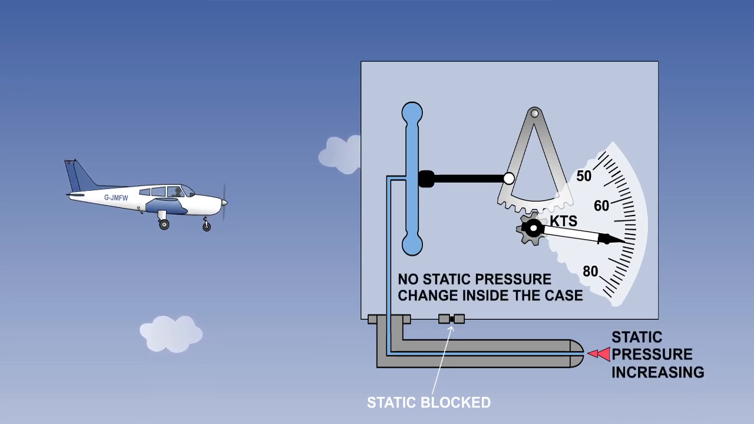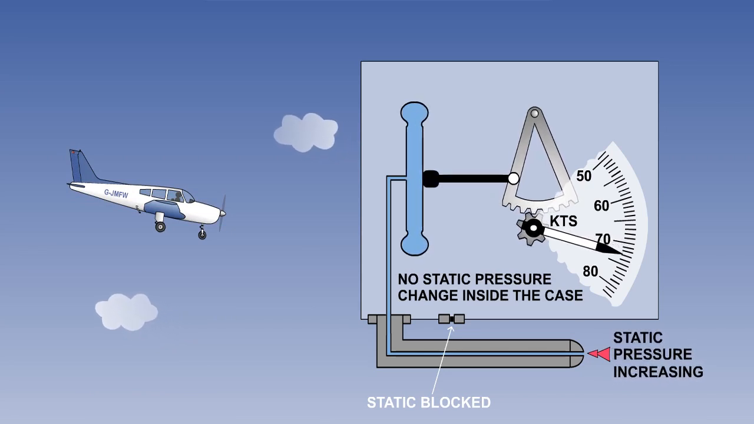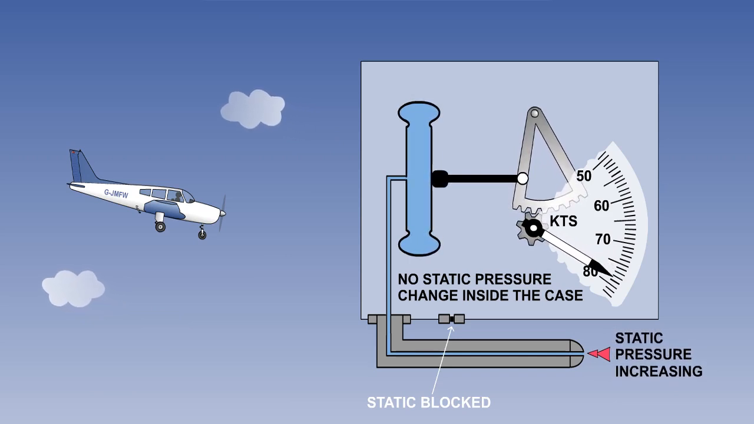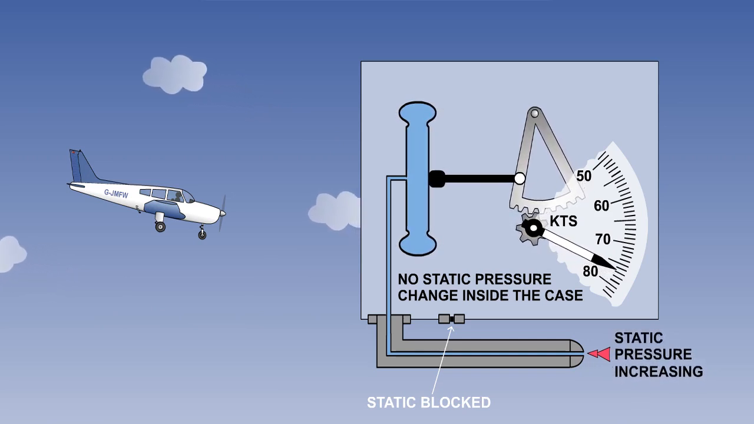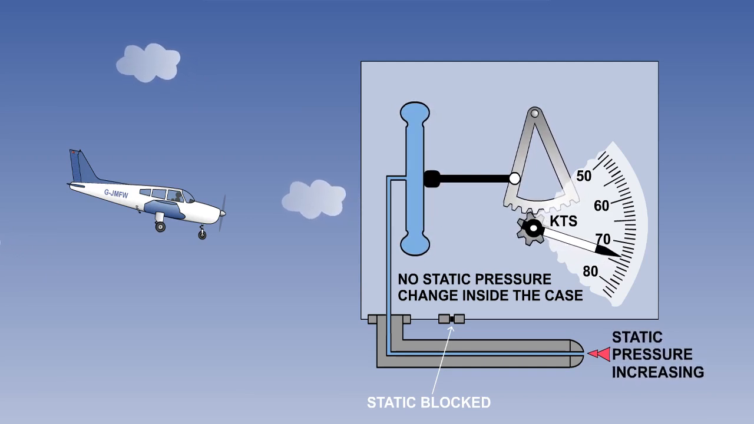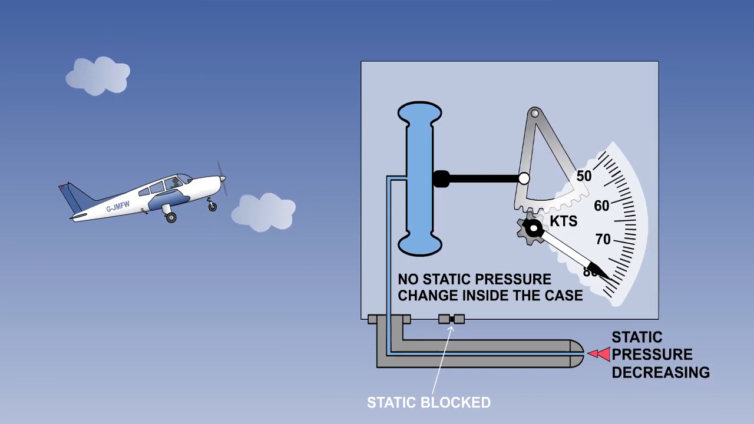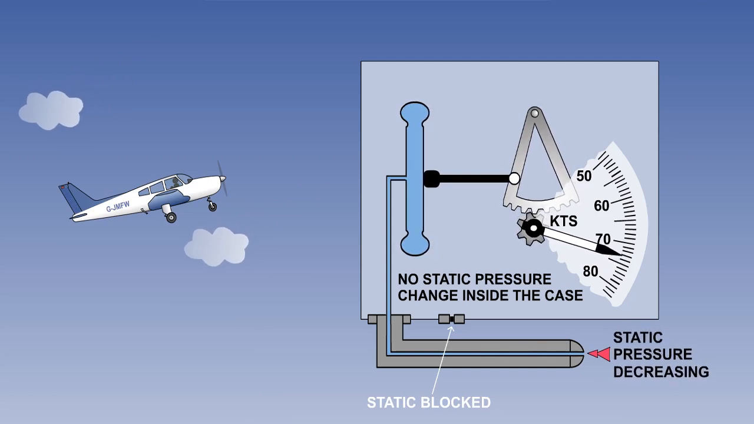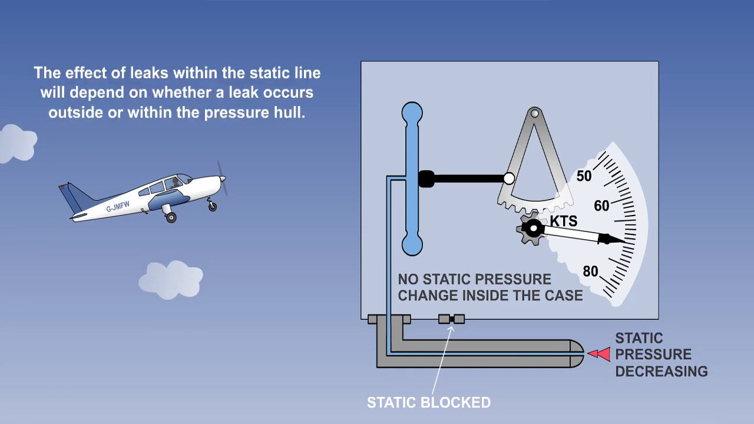However, in the descent, the static pressure in the instrument case will remain trapped at the higher altitude air pressure, and will therefore remain at low pressure. This will allow the metal capsule, which is being fed by correct pitot pressure, to expand by an excessive amount. Therefore, in the descent, the ASI will overread. Conversely, in the climb, the static pressure in the instrument case will become artificially high, and the metal capsule will not be able to expand correctly. The ASI will therefore underread.